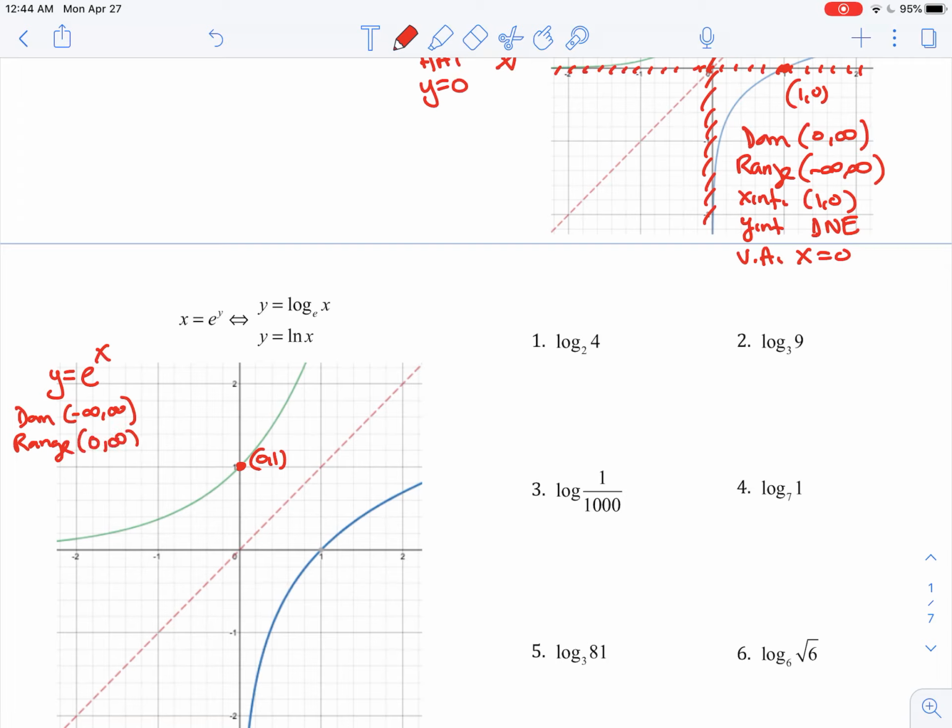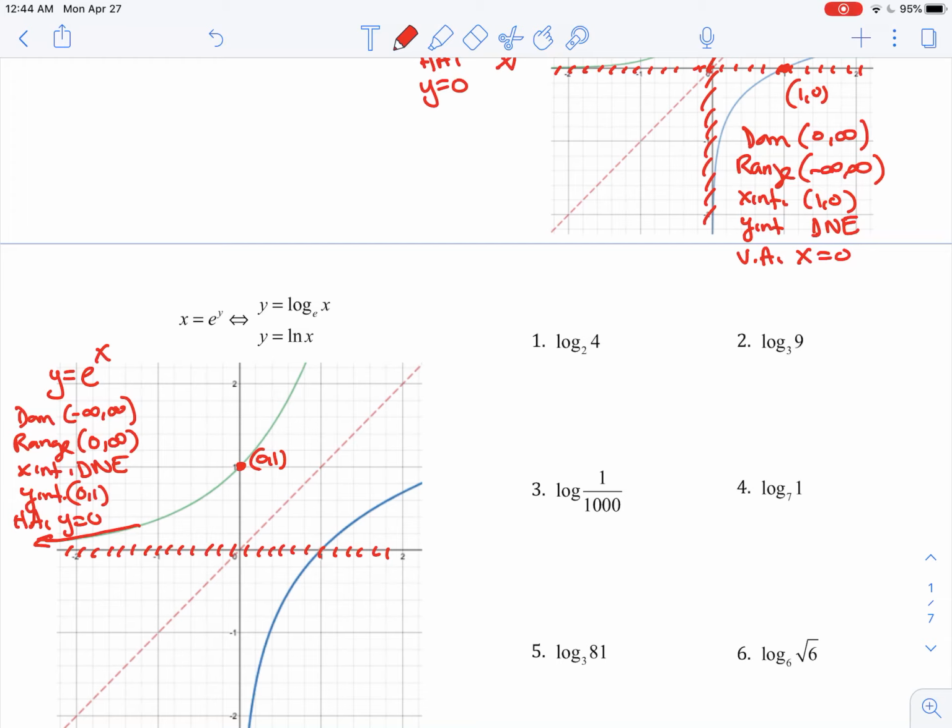Our range was just values that were above 0. We did not have an x-intercept, because we know that our exponential graphs are never going to cross that x-axis. We have that y-intercept at (0, 1), and we have that horizontal asymptote at y equals 0 as our x values go towards negative infinity. That graph is getting closer and closer to that x-axis.